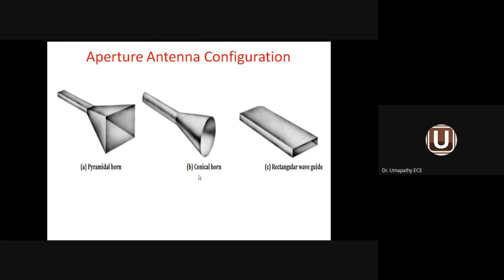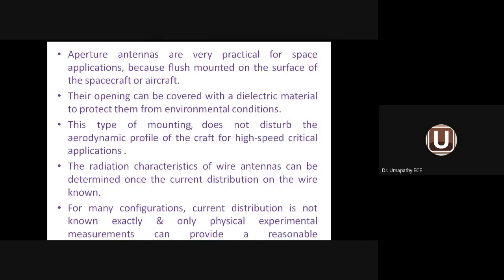Resizing the mouth part of the circular waveguide or rectangular waveguide and converting it to a geometrical configuration, that means I'm creating an opening in a convenient way for radiation. In such a case, it is called conical horn antenna or pyramidal horn antenna. This one is not an antenna, this is a rectangular waveguide. But this rectangular waveguide has been converted to a pyramidal horn antenna. One circular waveguide converted to conical horn antenna.